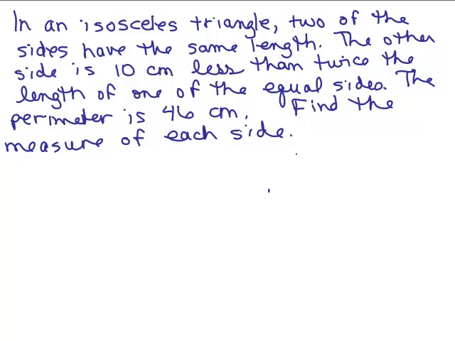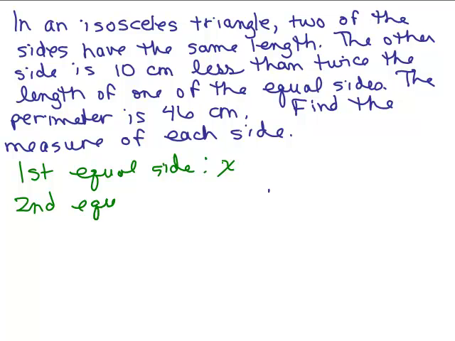So remember, in an isosceles triangle, two of the sides have the same length, and the other side might also have the same length, or it could be different. In this case, looks like it's going to be different. So we know there's three sides of a triangle, so let's say that the first equal side, let's just call it x. So then the other equal side would also be x. And then we've got the third side, right?